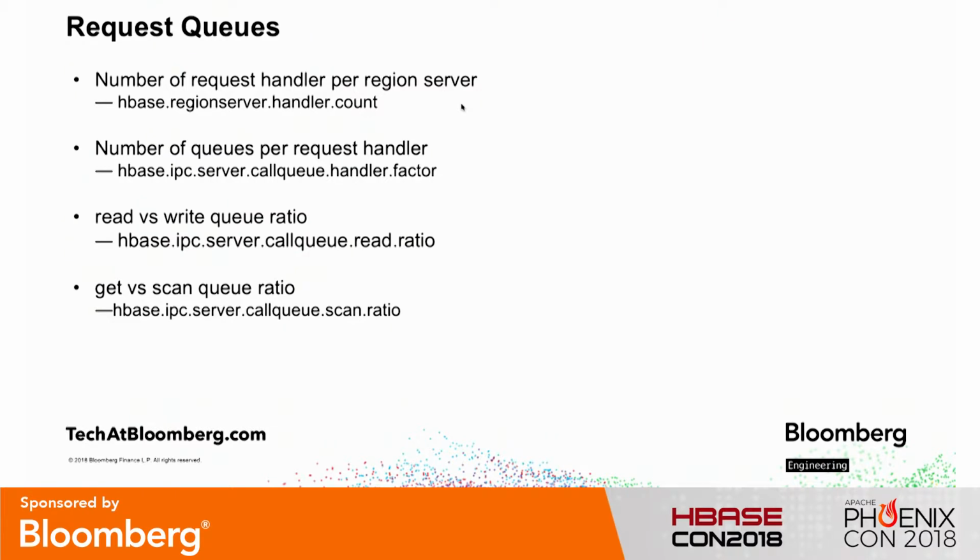What you can do is set the number of request handlers, and then say how many queues you want to have per request handler. The third point is the percentage of the queues you want to define for reads versus writes, and the last one is that you will be able to set the number of queues for gets versus scans. This is a percentage within the read queues. So you have the total number of queues, you have read versus write queues, and within the read queues you can have the get versus scan queues, the percentage.